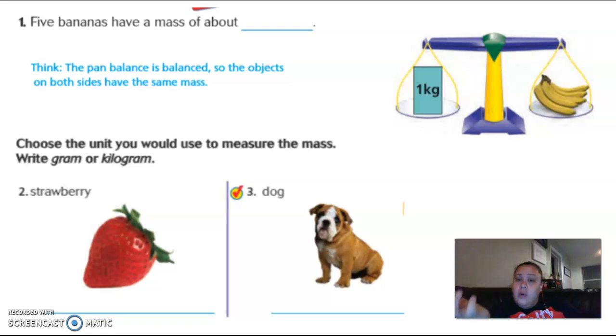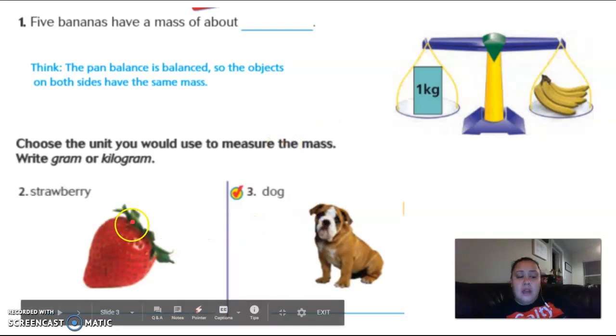If the bananas were lower to the table, or were pushed down more than the 1 kilogram on the left side, that would mean that the bananas weighed more than 1 kilogram, and vice versa. If the bananas were raised higher and the 1 kilogram was closer to the table, that means the bananas weighed less than 1 kilogram. So now that we know that grams are used to measure lighter or smaller amounts of mass, and that kilograms are used for bigger objects that have much more mass, let's look at these examples.